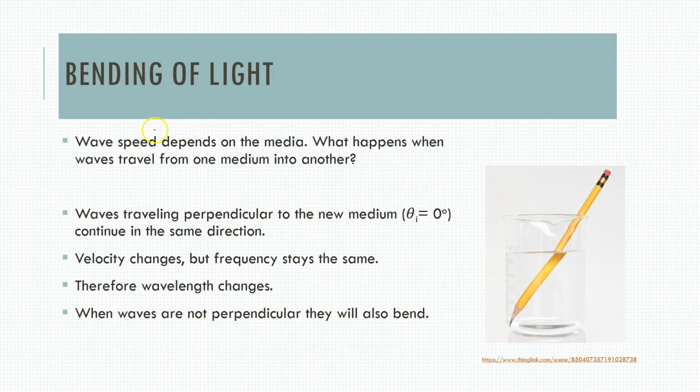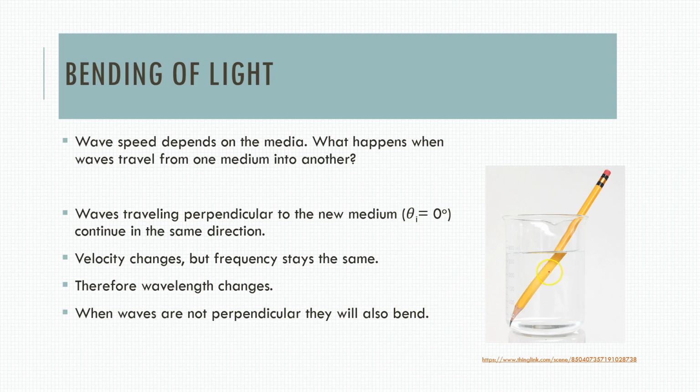Sometimes, instead of reflecting back at you, light will actually bend. Wave speed depends on the media. So what happens when you travel from one medium into another? Well, then the speed is going to change. The speed is either going to get faster or it's going to get slower. When that happens, you get bending of light.